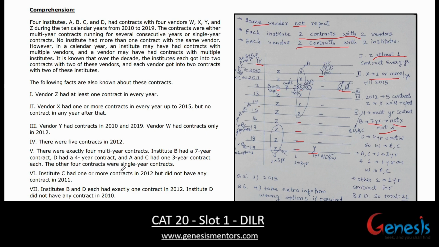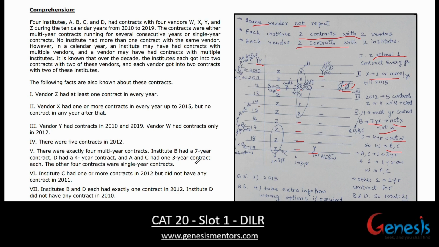And D had a 4-year contract, so D is 4 years. If I talk about D's 4-year contract, it can be either with Z or with X. Y we can't say now, but it is not W, right? So W is not for B, not for D. So W, which has a contract in 2012, is with A and C, and that too a 1-year contract, right? So this we have represented. This is A and this is C. Now, the AC 1-year contract is done, right?